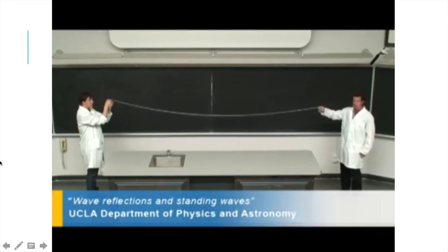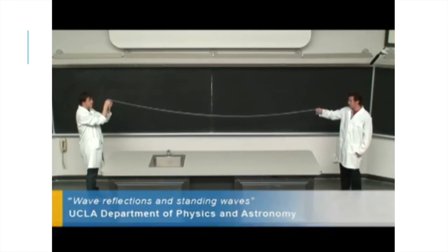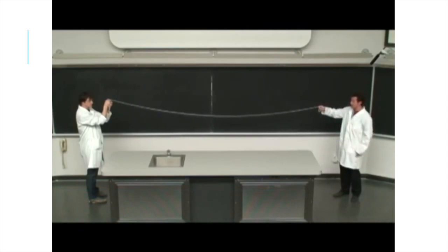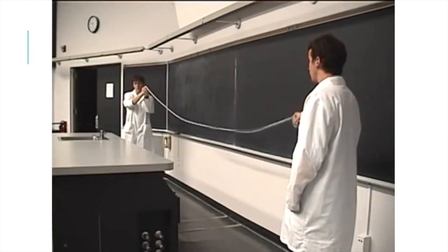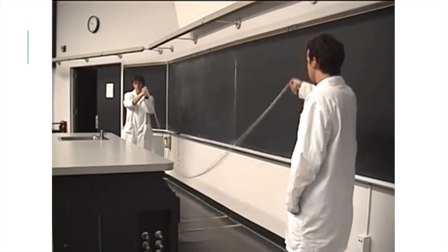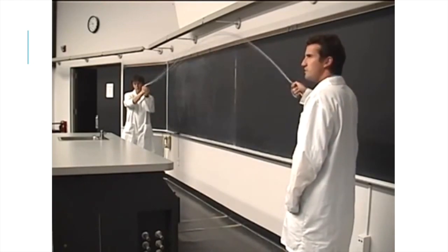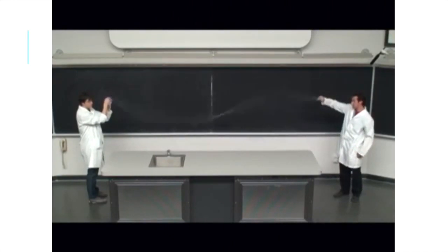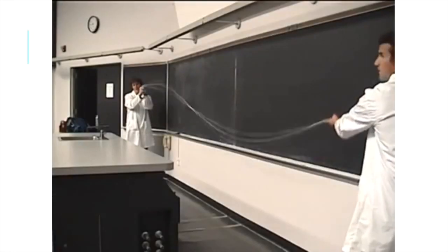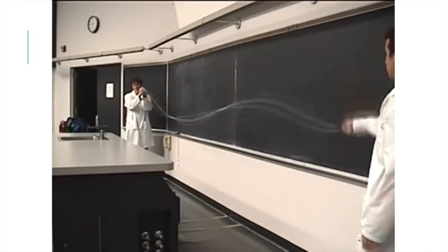Standing waves are a result of reflection and interference. As I send a single pulse down to this fixed end, you can see that it reflects upside down on itself. If I send a rhythmic pulse, it reflects on itself. This is the fundamental mode. Sending the pulse at twice the frequency results in the second harmonic. If I triple the frequency, I get the third harmonic.